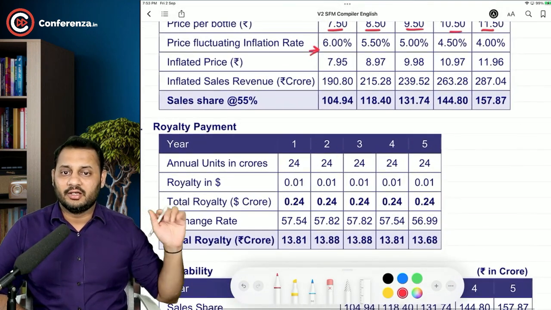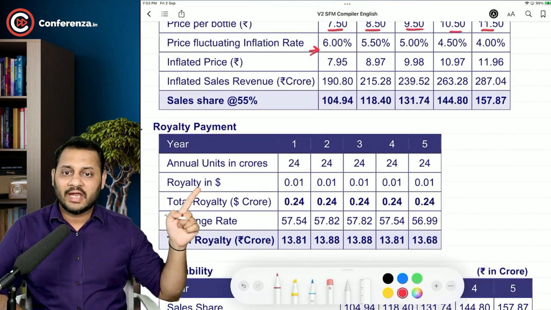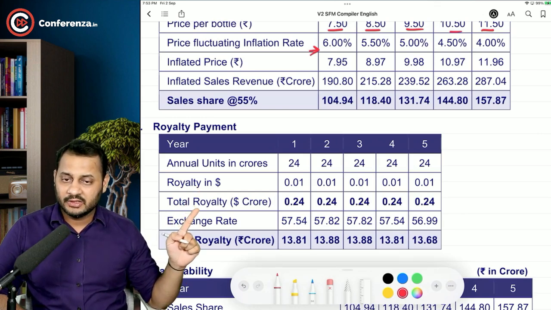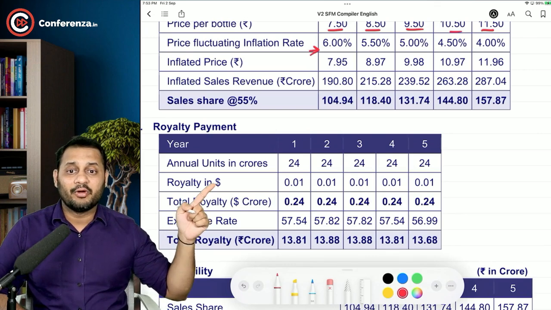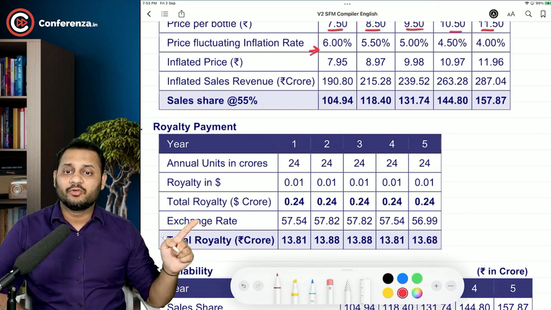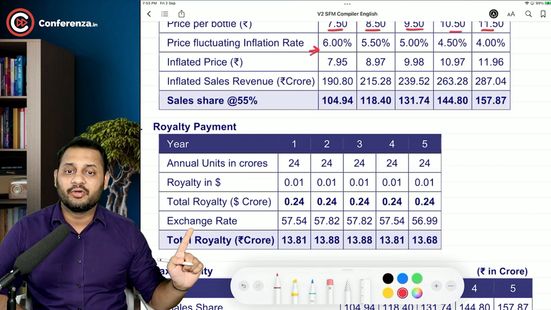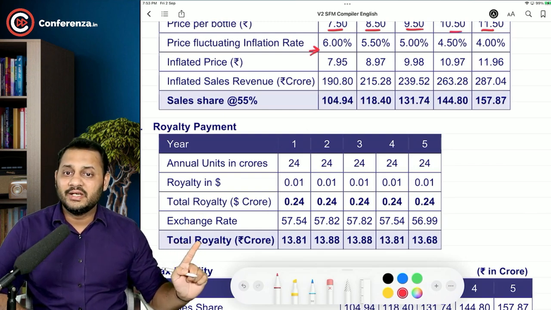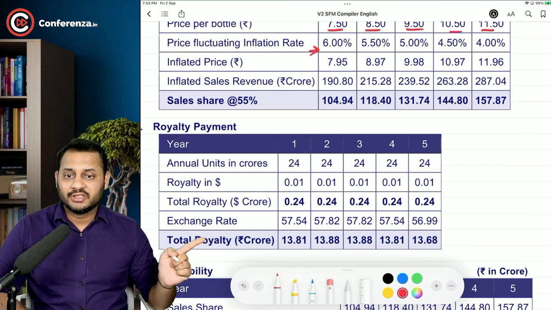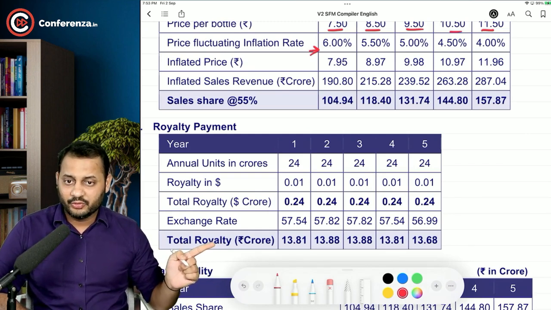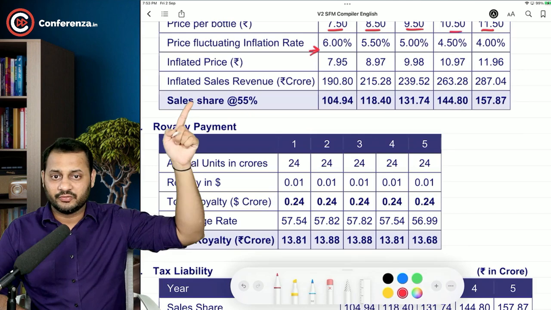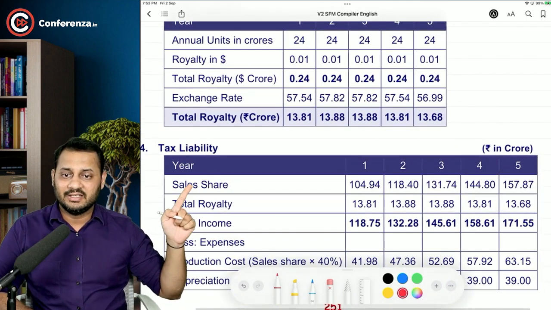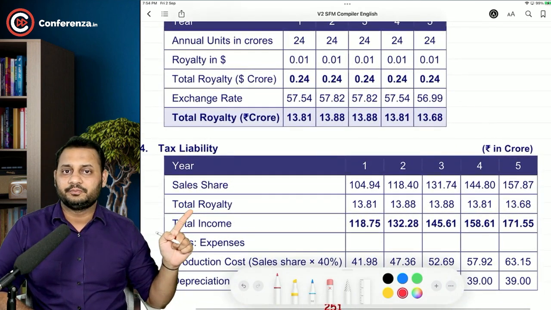Now royalty, 24 crore units. On every bottle I am getting 0.01. Okay, so total royalty becomes this one, but that is in dollars. I am getting $0.01, so in terms of rupees, we can calculate that by putting exchange rates here. So put the exchange rate here and you will get the rupees royalty in crore. So this is the royalty perfect incorporation is going to receive. This is the share that he is going to receive. We can add both of them. See, sales share, total royalty.